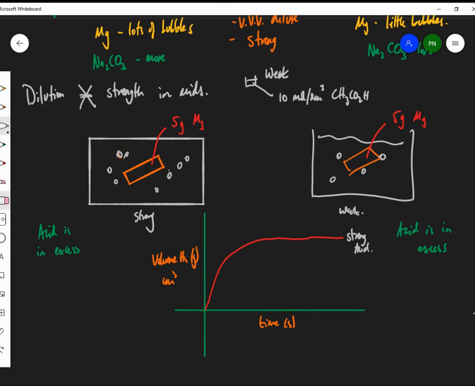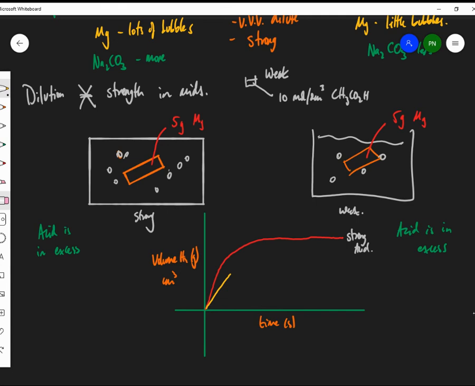What would the weak acid look like compared to the strong acid? Anyone? No one's going to say. Are you chicken? What would the weak acid look like? It would be less steep. That's true, that's one thing. Where would it stop? Where is it going to stop?